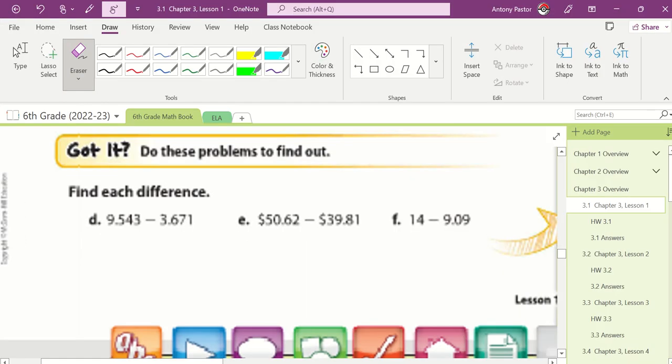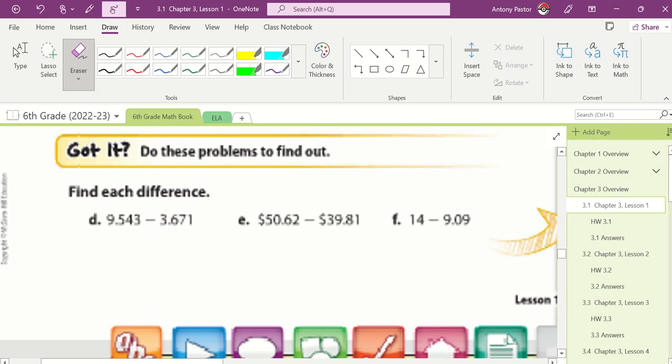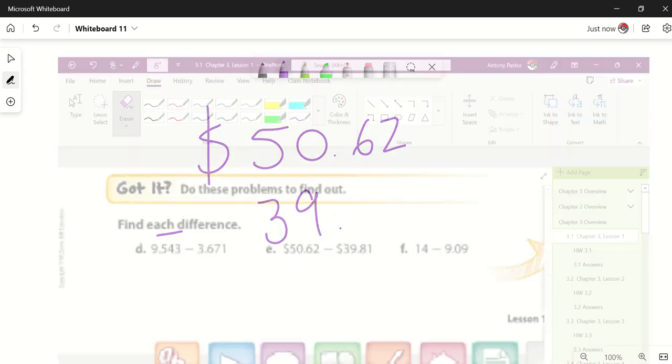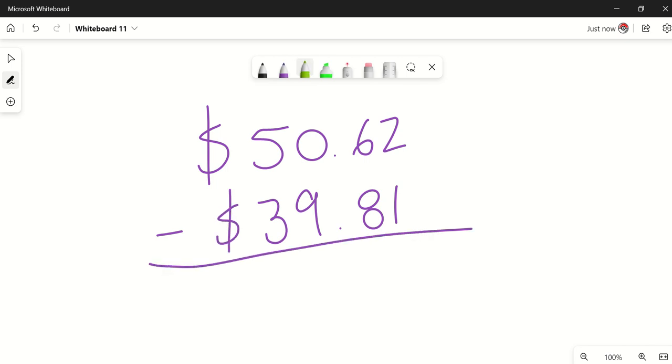Now we're dealing with money. $50.62 minus $39.81. So I'm going to remember 50.62. And because it's dealing with money, our answer needs to have the dollar sign at the end. Minus 39.81. I know I said at the end. At the end of when we're done, not at the end. The dollar sign needs to be before the numbers, but our end goal, our answer, is going to have a dollar sign somewhere. 2 minus 1 will be 1.